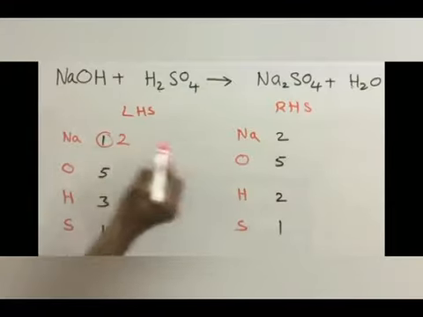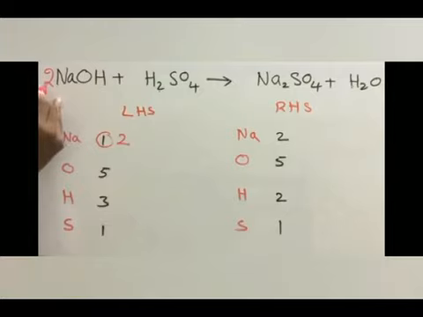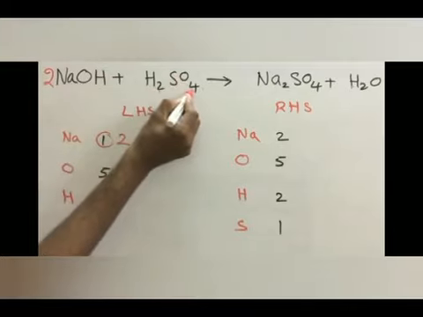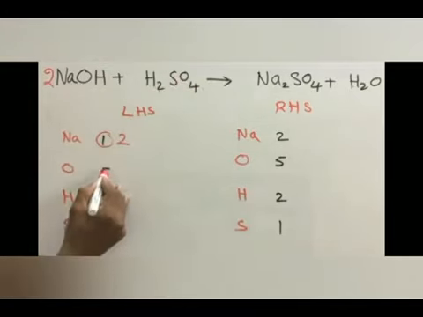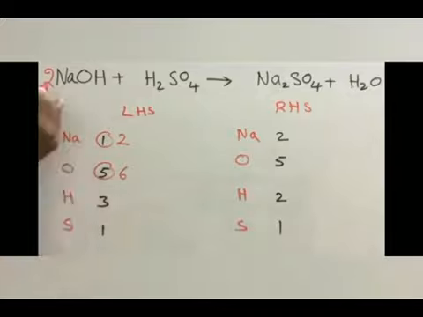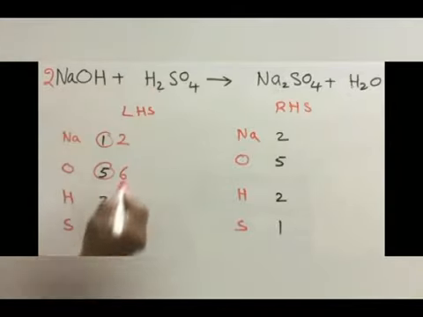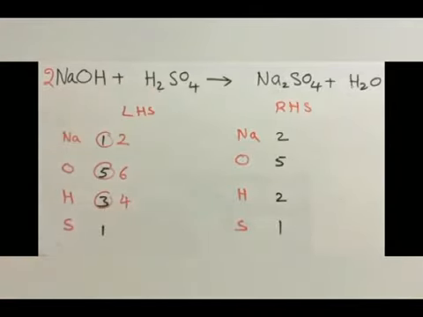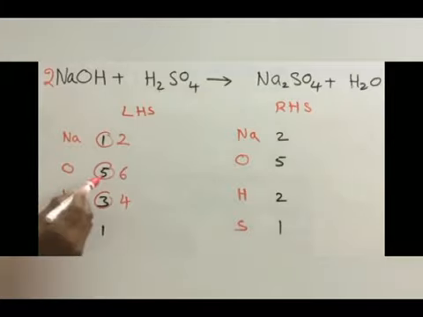Therefore 2 into 1, 2 Na. Correct? But at the same time see oxygen, it became 2. Correct? And 2 plus 4. How much now it became? 6. Then see the hydrogen, it became 2. 2 plus 2, 4. It was 3, but now it became 4.